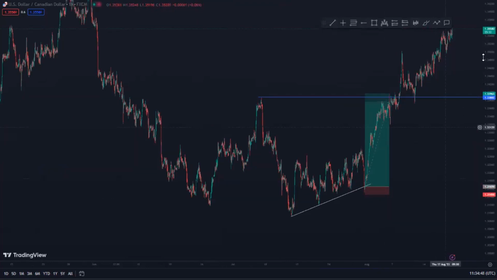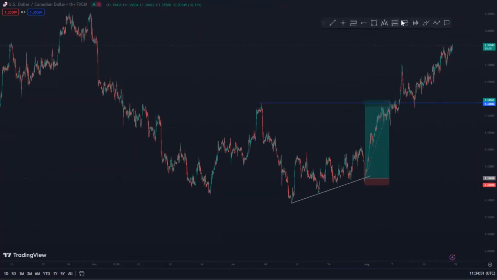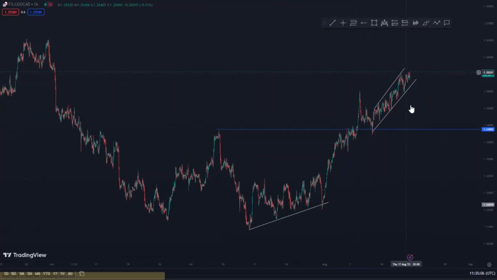So now price is still pushing to the upside, but I'm still waiting for a clear entry, because now this can also result to the downside, or it can also push to the upside. So I'm just waiting to see what happens.